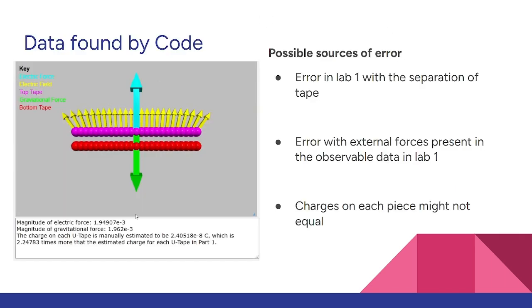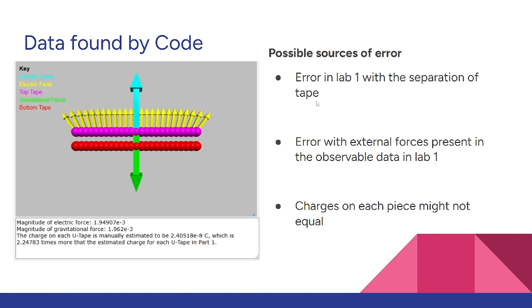Now, the data found about the charge right here was that the gravitational force was 1.962 e to the negative 3, and we had to counteract that by trying to find the electric force, which, I tried my best, was around 1.94 times e to the negative 3, which means that it was manually estimated to be around 2.4, which is around 2.2 times more than the estimated charge on the tape in part 1.